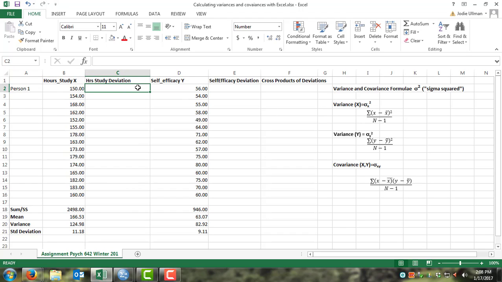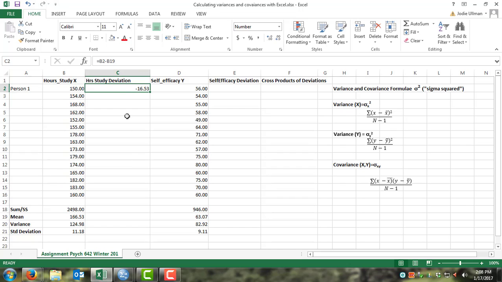So again, we start off formulas with an equals. So we say equals 150. You could also type it in, but it transfers more easily if you just click on the cell. Minus, and go to the mean. Here we are. Enter. And there we've got it.